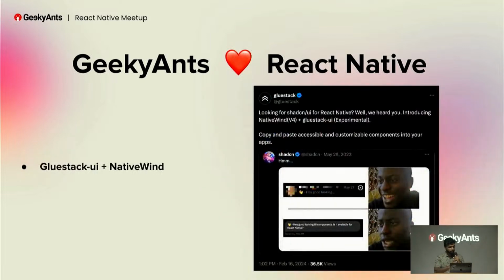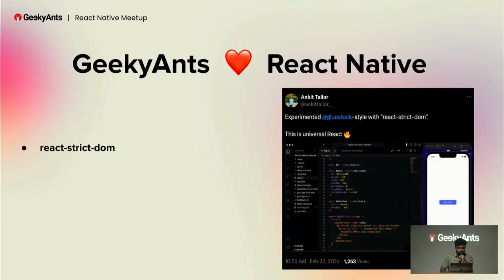Apart from that, we are also working on something similar to shadcn UI for React Native. We already have around 20 plus components available with it, and we also have a talk around this today by Viraj. He will be talking more about this. We also did a quick experiment with the recent update from Meta, React Strict DOM, to create a universal React app. We'll be exploring more on that in the coming days, so keep watch on Twitter to see more on that.